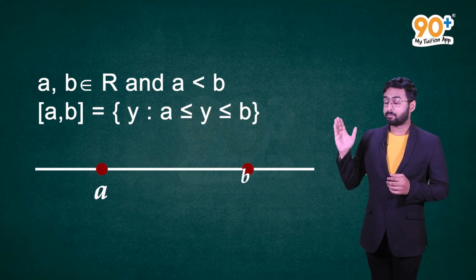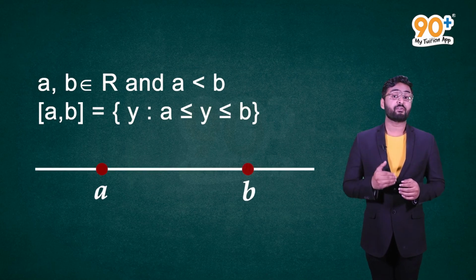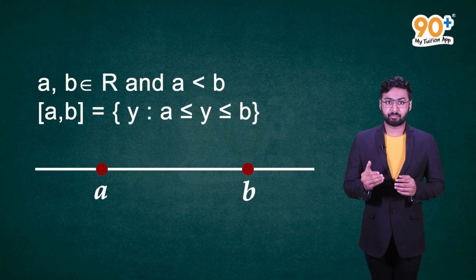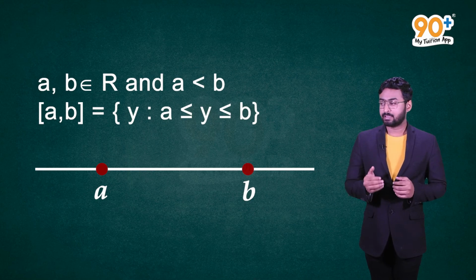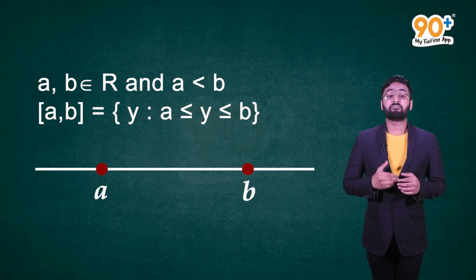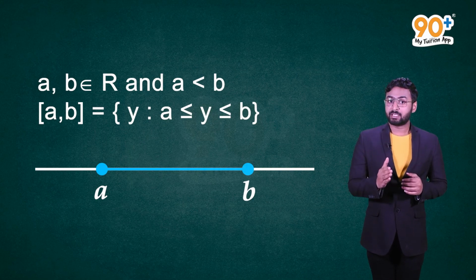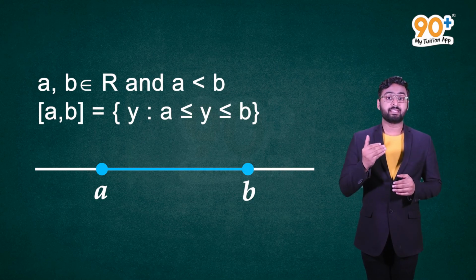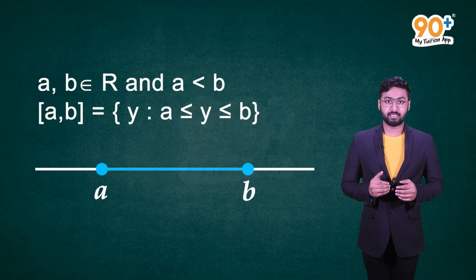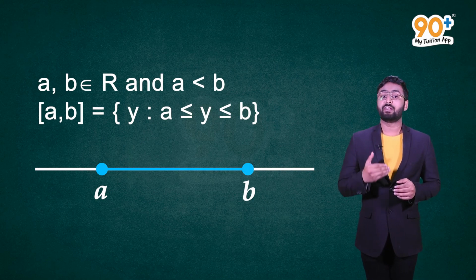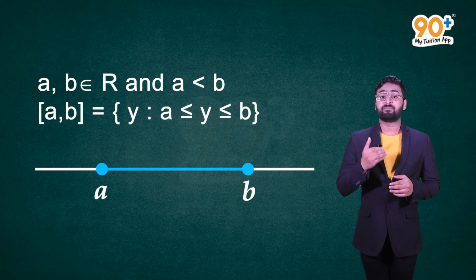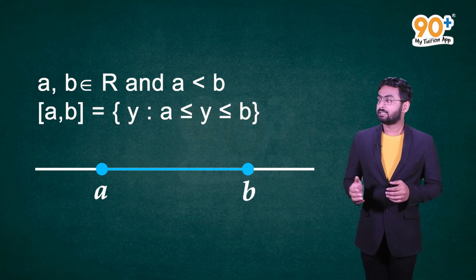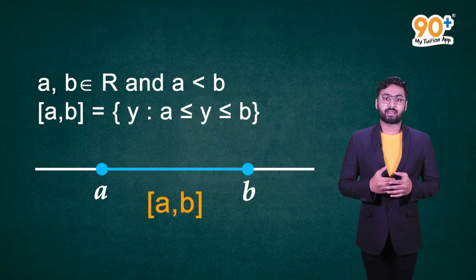Here, a and b are two elements that belong to the set of all real numbers, and a is less than b. And the condition given here is a is less than or equal to y and y is less than or equal to b, where a and b are the endpoints and y denotes the elements that lie between a and b. A thing to be noted here is, since y is greater than or equal to a and less than or equal to b, the endpoints a and b will also be included in the interval, and we can denote the closed interval by writing a, b inside square brackets.